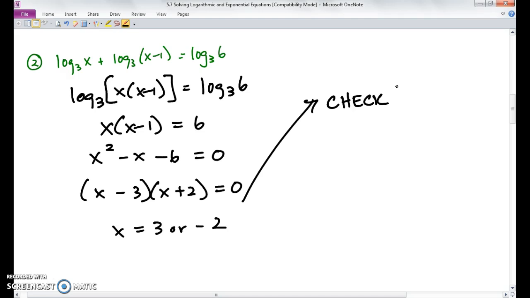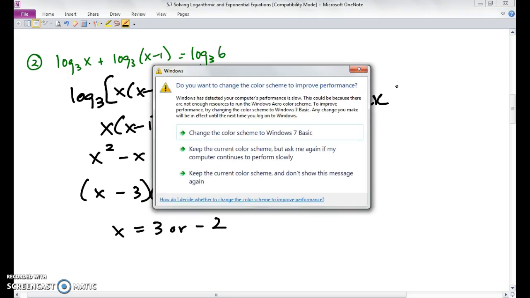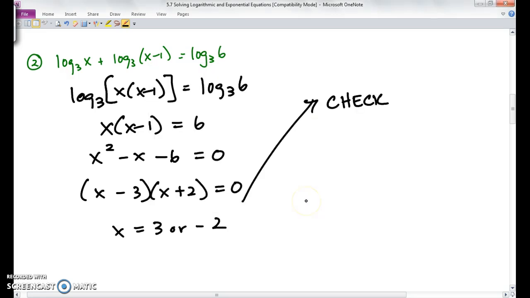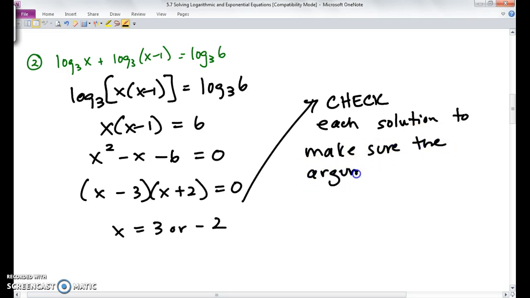You can check them and plug them in and do a full check to see if you're actually getting the right answer. But at the very minimum, you have to check them to make sure you don't get a negative argument. Okay? So you have to check each solution to make sure the argument stays positive.